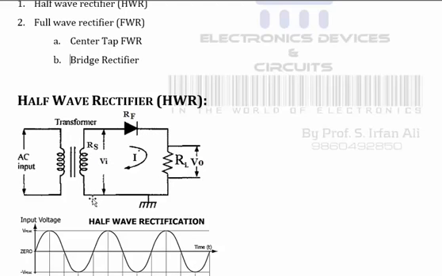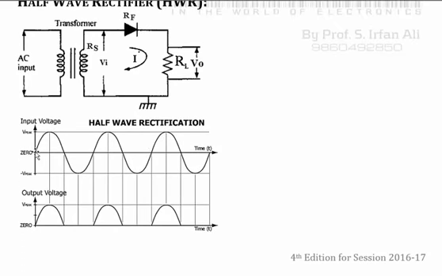So in the negative cycle, the lower end of the secondary is positive, and in this case the current will never enter from the cathode of the diode, so the negative cycle will be removed. If you look at the graph, the positive half cycle will be available at the output side as it is, because the diode has opened the gate for current to pass through, so no current will be blocked here, and the positive cycle will be passed from the secondary to the load as it is.